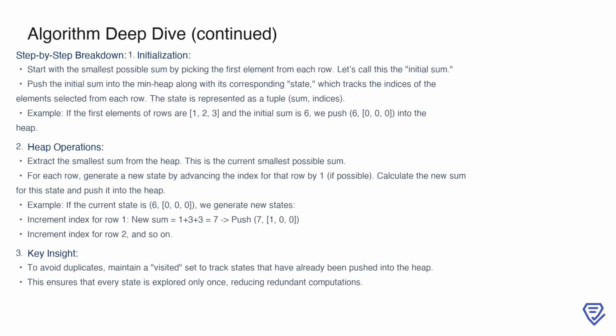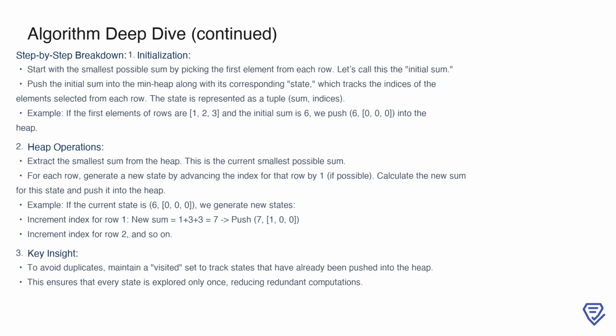To break down the algorithm, we start by initializing the heap with the smallest possible sum. This is achieved by selecting the first element from each row, and we store this sum along with its corresponding state. The state is represented as a tuple, where the first value is the sum, and the second value is a list of indices indicating the selected elements from each row. For example, if the first elements of the rows are 1, 2, 3, the initial sum would be 6, and the state would be (6, [0, 0, 0]).